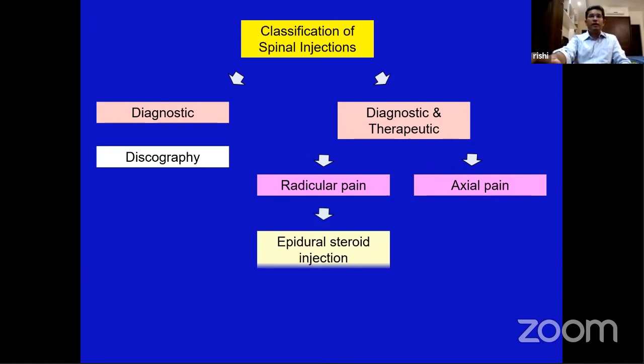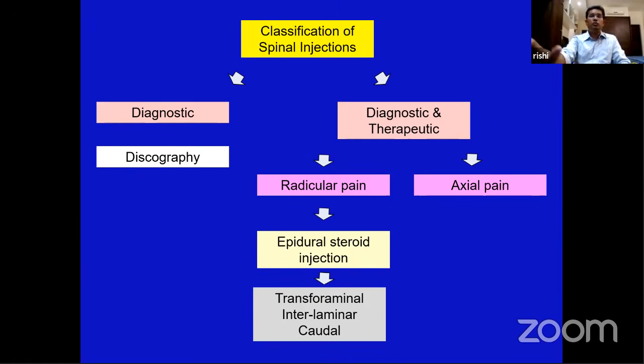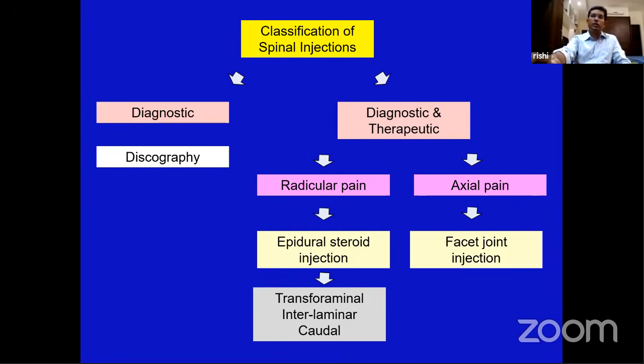For radicular pain, the typical injection given is an epidural steroid injection. Here the purpose is to instill a steroid medication around the inflamed nerve roots. These epidural steroid injections can be given through three routes in the spine. Either we can give transforaminally through a nerve root intervertebral foramen, or through the interlaminar route between the two lamina of lumbar vertebrae, or through the caudal route at the level of the sacral hiatus. Whereas those injections which are typically given for axial pain are the facet joint injections.